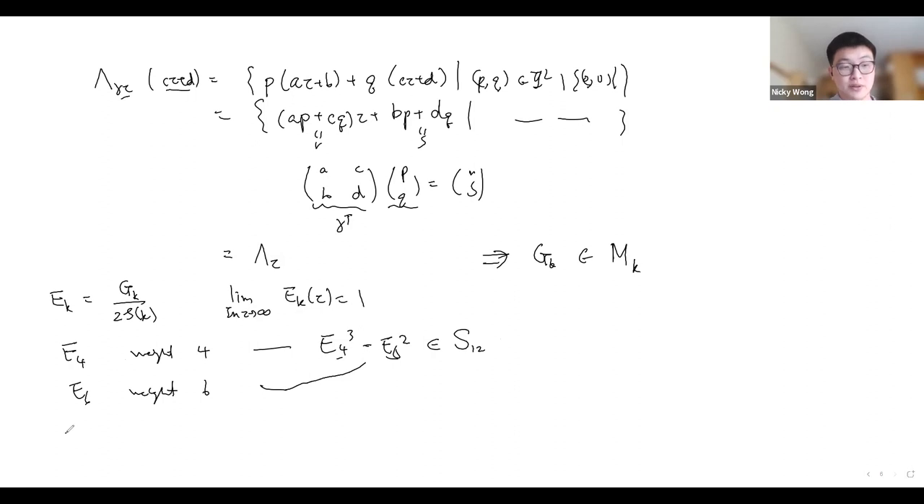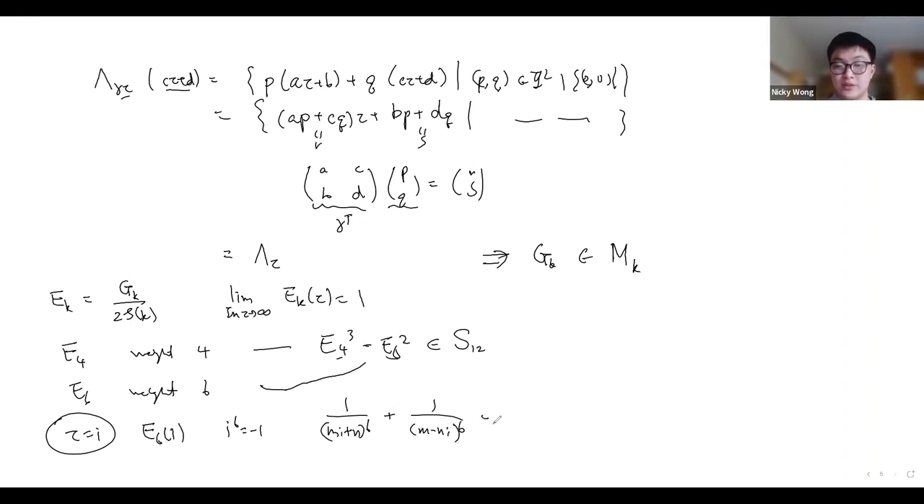So let's take a look at the point i, and let's look at E6 of i. Because i to the 6 is minus 1, E6 of i consists of terms like 1 divided by (mi plus n) to the 6. But now I'm going to divide the denominator by i. Since i divided by i, when I take the sixth power, I just recover a copy of minus 1. So in fact, these two add up to be 0.